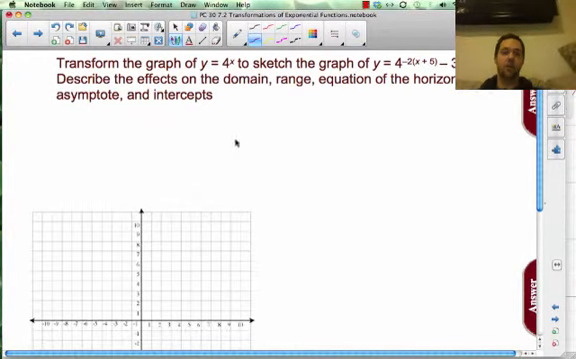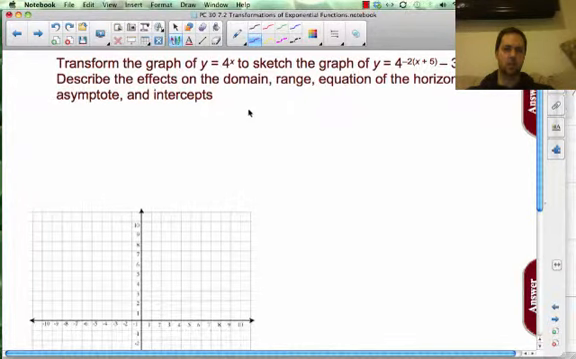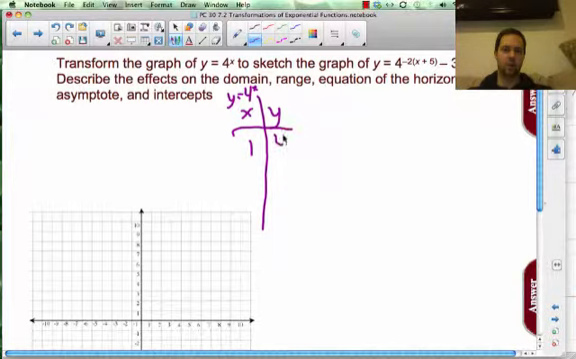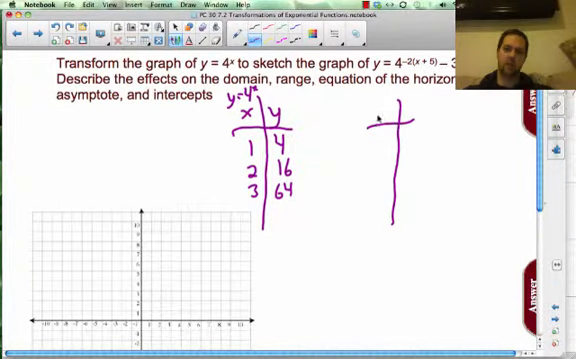So let's figure out what our parameters are here. And we'll start by making a table that gives us a few points for each of these graphs. So let's do this for the original, y equals 4 to the x. So we would normally have where x equals 1, y equals 4, x equals 2, y equals 4 squared, which is 16, x equals 3, y equals 64. Now let's see what kinds of things we're going to have for this one.